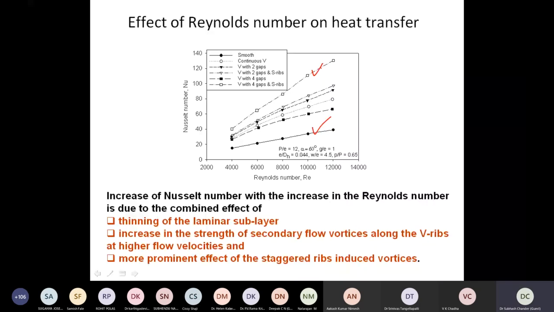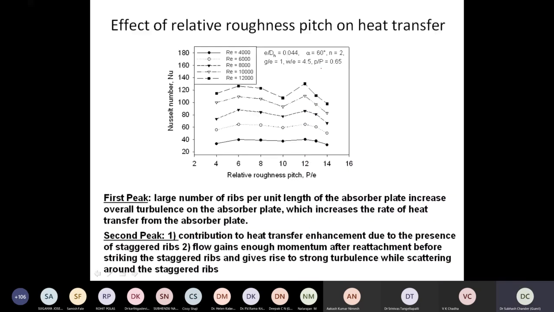So this is the important aspect that we could notice in our study. In earlier studies we could see that there was only one peak, right? Here we could see 2 peaks in the Nusselt number with pitch. Means there are 2 pitches which are giving the optimum, and we could recommend 12 because a bigger pitch allows us to go for fewer ribs and a simple design, right? So this is the major thing that we could notice, right?